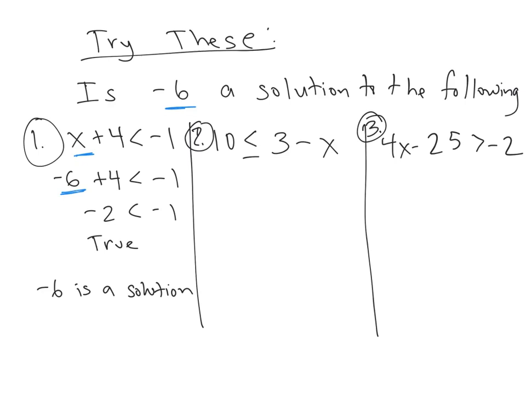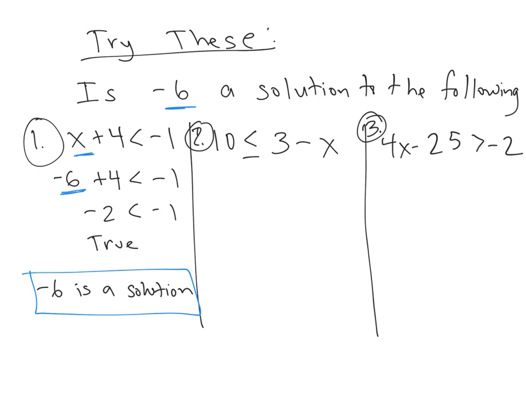So taking a look at my solution to number 1, if I plug in -6 for x there, I'm going to get -6 plus 4, which makes -2. And -2 is less than -1. So that's true, -6 is a solution on that one.